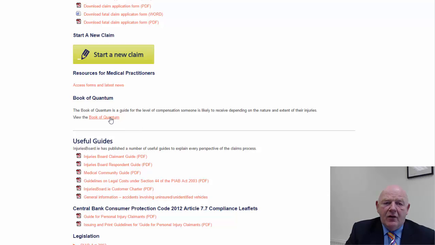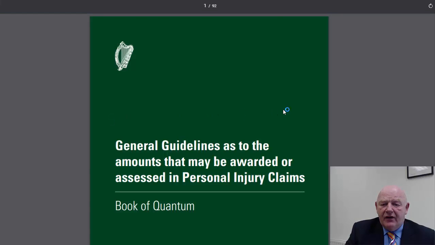So you can have a look at the Book of Quantum online, and it will give you a very, very good idea of what the Injuries Board is going to give you, and ultimately what a court might give you if you're forced to go to court. Now, the whole area of personal injuries, how the Injuries Board works, making a personal injuries claim, etc., all of these topics are covered in other videos that I've done, which are on my YouTube channel and on my website businessandlegal.ie. This specific video is just concerned with how the assessment is arrived at for general damages for pain and suffering.